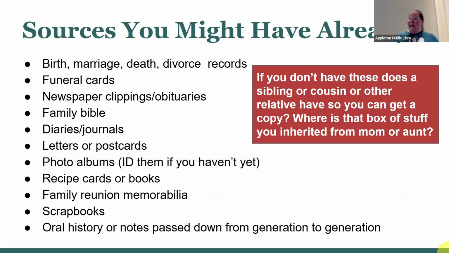Some sources you might already have would include some of these records, like the birth, marriage, death, and divorce records, which we'll talk more about next month. Maybe you've got some funeral cards or newspaper clippings or obituaries, a family Bible, a diary or a journal, letters or postcards, photo albums, which are really great if they're identified. And if they aren't identified yet, try to write on them as fast as you can if you haven't yet, so that everybody knows who's in those photos.